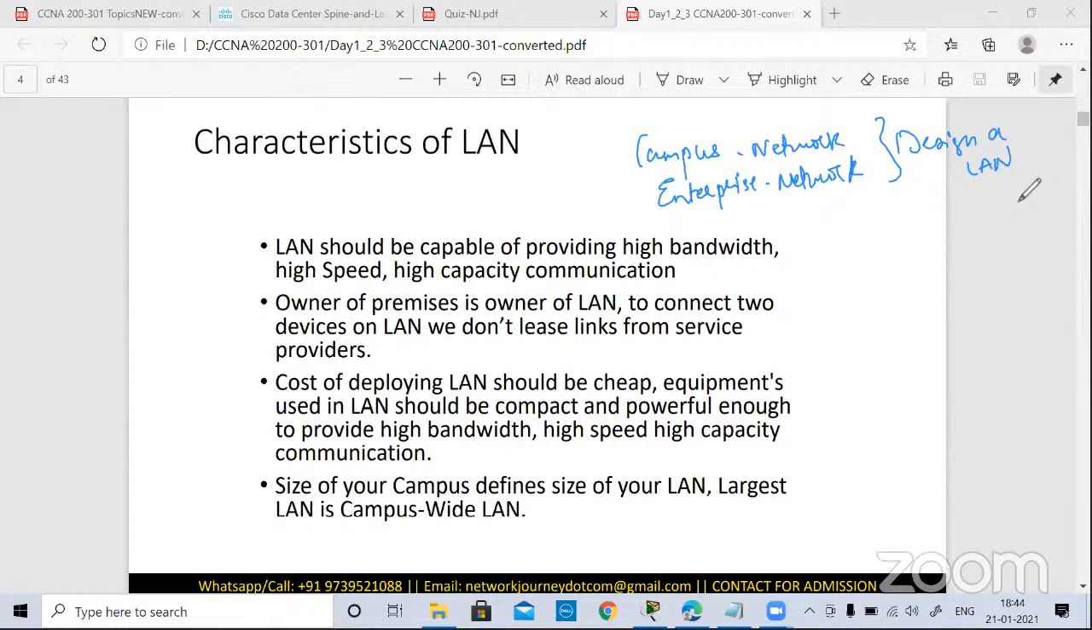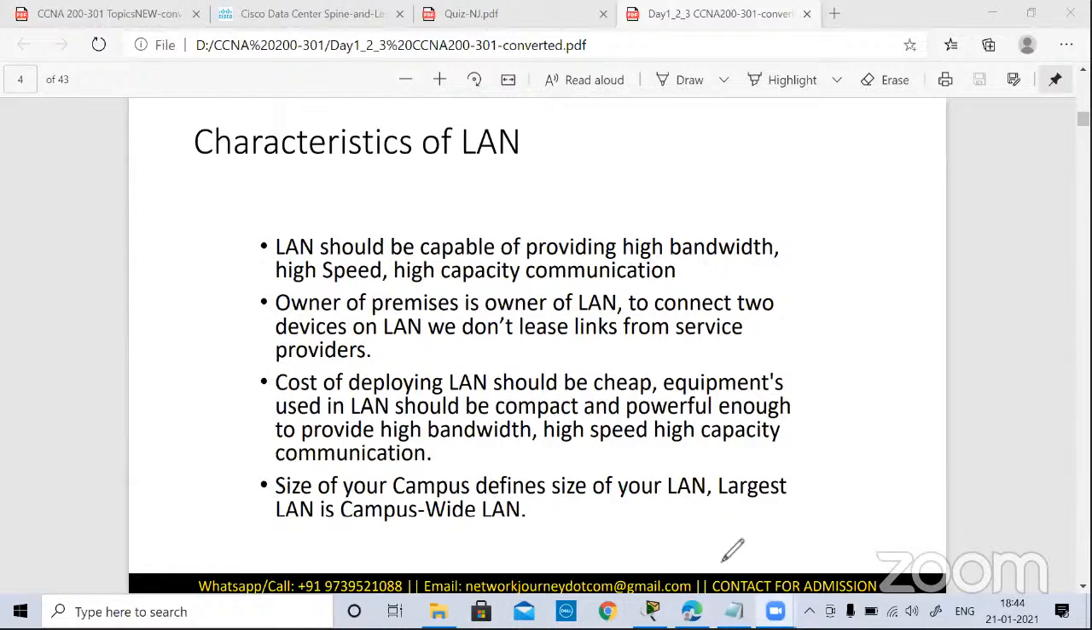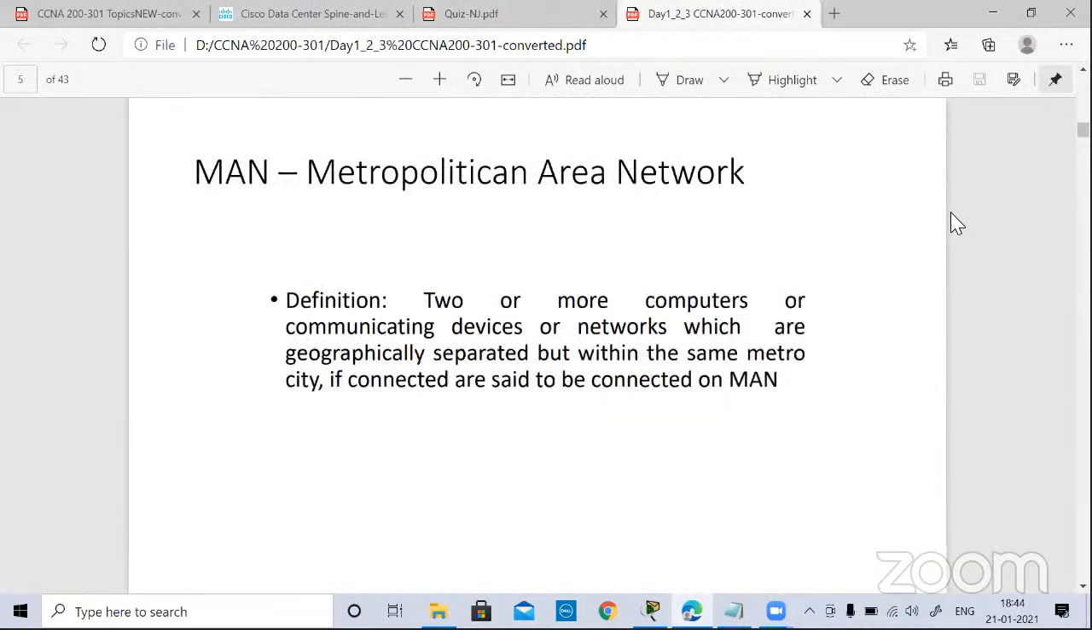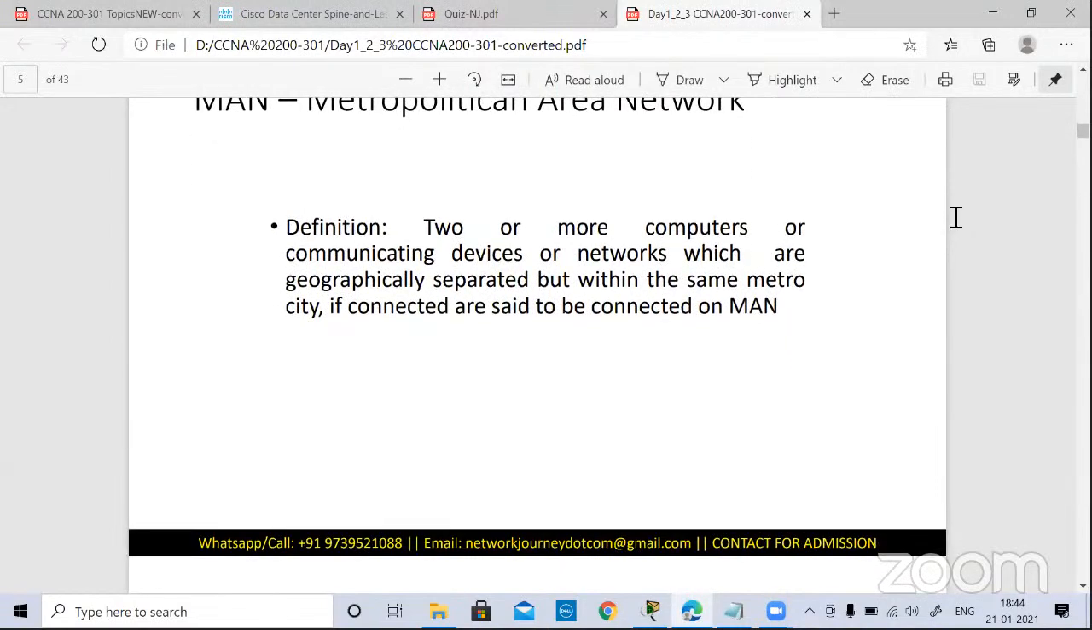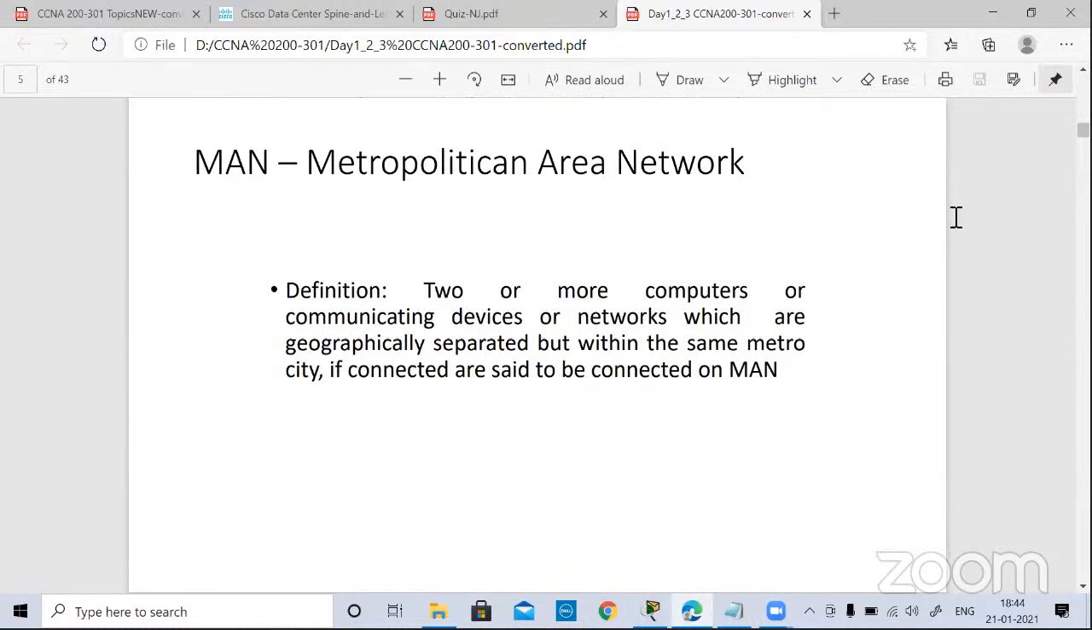However, when we go on connecting our branch offices, which are not at a very close proximity, which are geographically separated, whether they are in the same city or not in the same city, then we move towards a different approach, which is MAN and WAN. So again, we'll understand the characteristics of MAN and WAN. The definition will almost remain the same with a little modification, so that you all can remember it properly. It's the same thing, but now we are saying that they are geographically separated. Now this is the metropolitan area network.